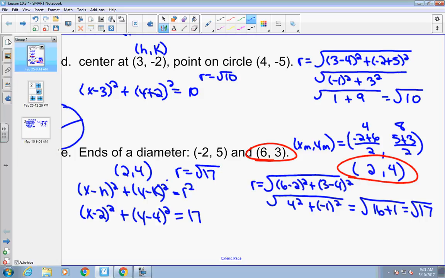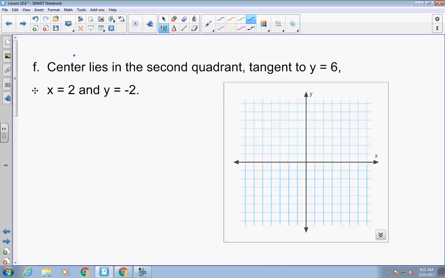Now let's look at it from a little bit different vantage point. We're going to take the picture of it, and we're going to come up with the center and the radius. Now, it says the center lies in the second quadrant, tangent to y equals 6, x equals 2, and y equals negative 2. First of all, which one's the second quadrant?